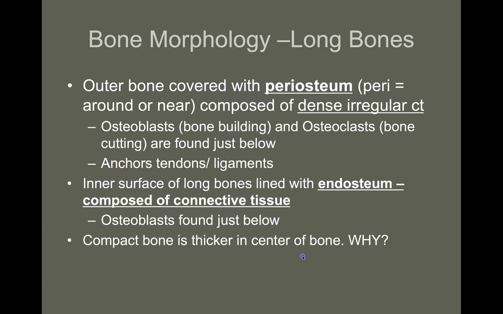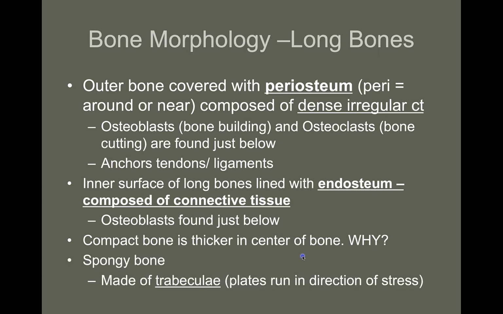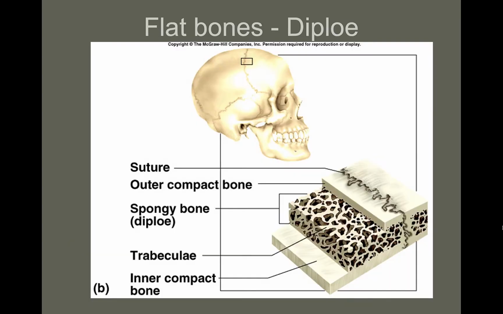Hopefully you said that it was thicker in the center of that diaphysis, because that is going to be where it's going to be experiencing a lot of stress. It needs to be really strong so it can hold up the weight of our bodies and resist those forces. Again, spongy bone is made up of those trabeculae, and you'll see those when you're in your labs.